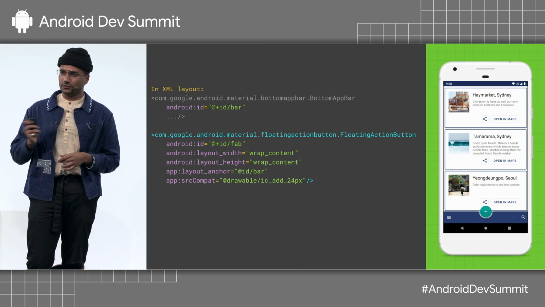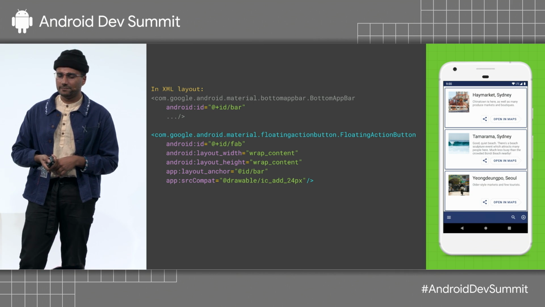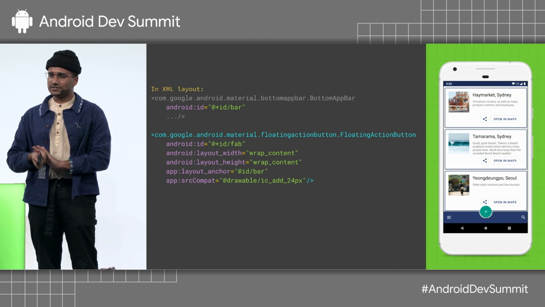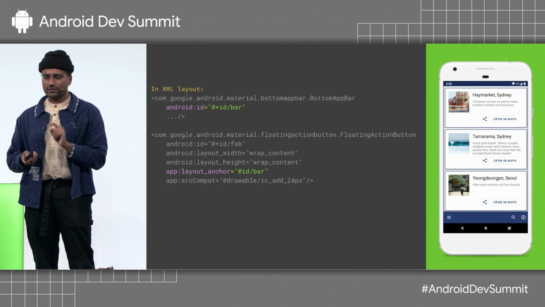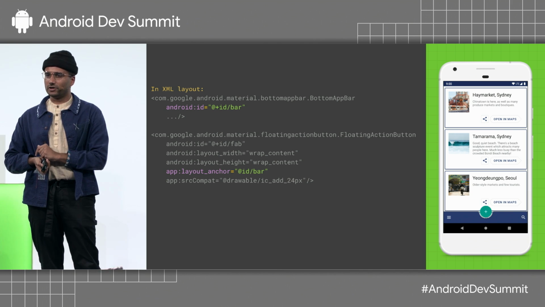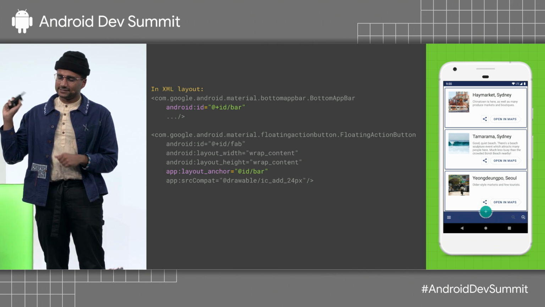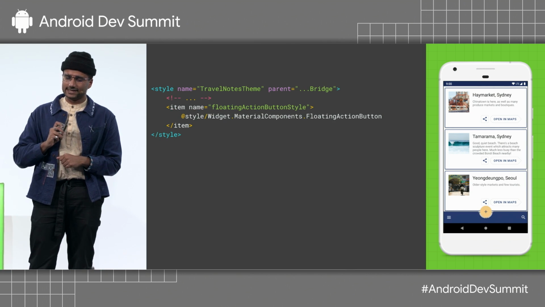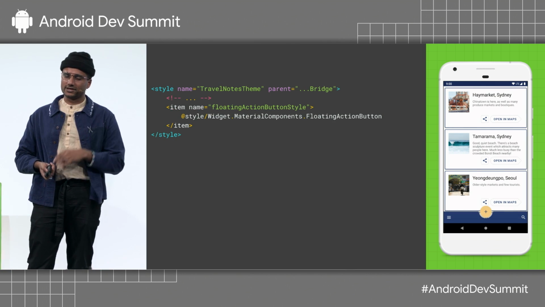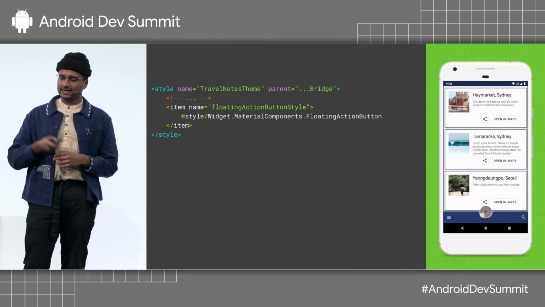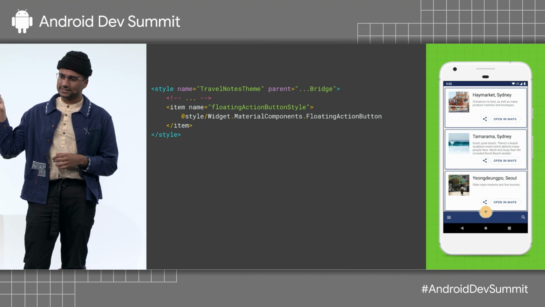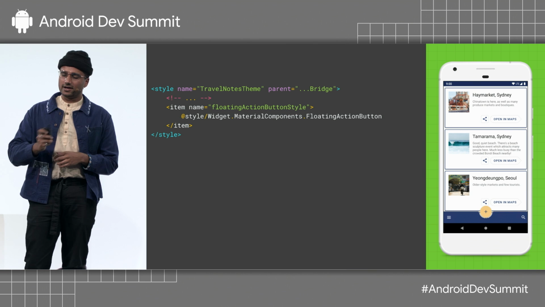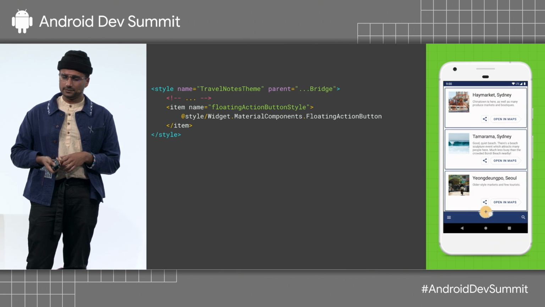You can also add a floating action button cradled into this bottom app bar by adding the floating action button to your layout and then setting the layout anchor attribute to point to the ID of the bottom app bar. You'll notice that this fab has that teal color from AppCompat, and that's because we haven't set the default floating action button style yet. So once you set that, you'll see that it's now using color secondary and color on secondary, and it has that ripple effect as well.